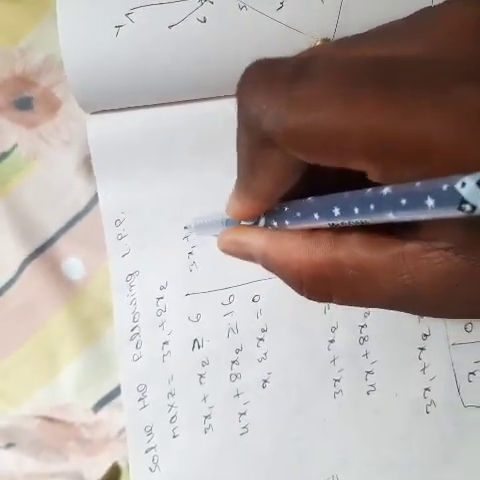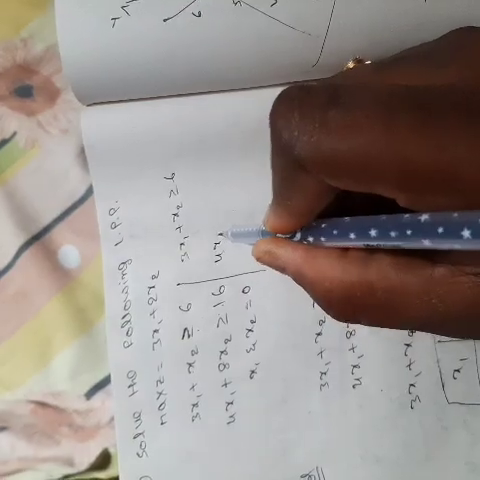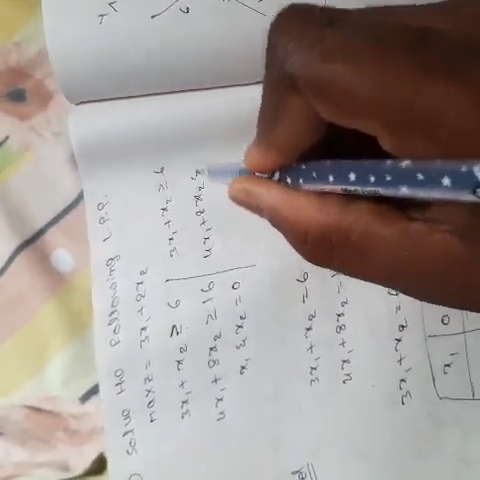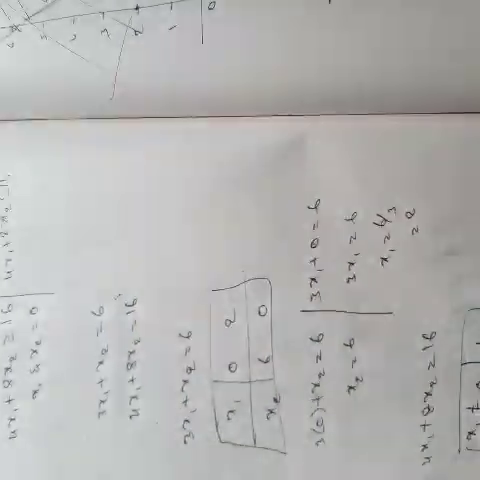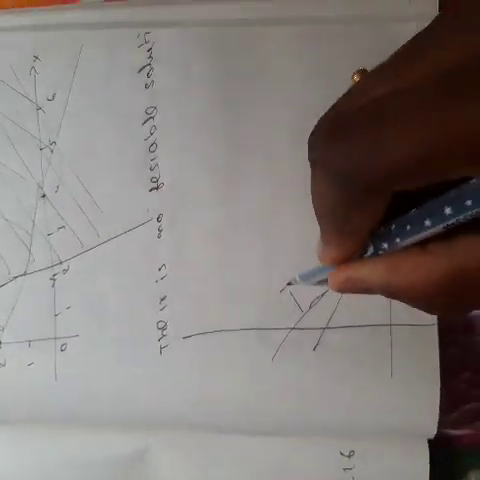If in the same problem the inequalities are like this, the procedure is the same. 3x1 plus x2 greater than or equal to 6, and 4x1 plus 8x2 less than or equal to 16. In the same procedure, for example, the graphs are like this. This is the first equation and this one is the second equation.